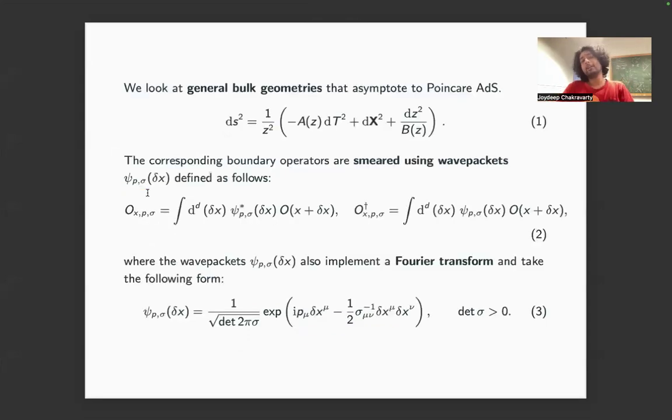The idea is that we are looking at general bulk geometries, which asymptote to Poincare AdS. These geometries are of this form. They include excitations about empty AdS, as well as planar black hole geometries. What we are trying to do is to understand how, given a boundary operator, if we smear them using a Fourier transform, as well as a Gaussian weight, this kind of operation is sufficient to extract the physics of flat space scattering near the bulk point. It's a very simple operation and it's quite surprising.